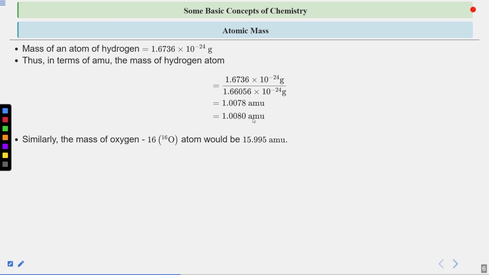This same methodology can be applied to the oxygen atom. If we take the mass of one oxygen atom in place of the hydrogen value, we will get the mass of the oxygen atom as 15.995 AMU. Again, this value can be approximated to 16 AMU.